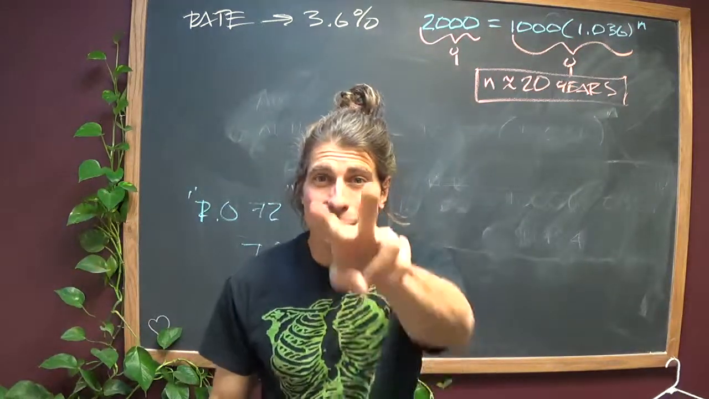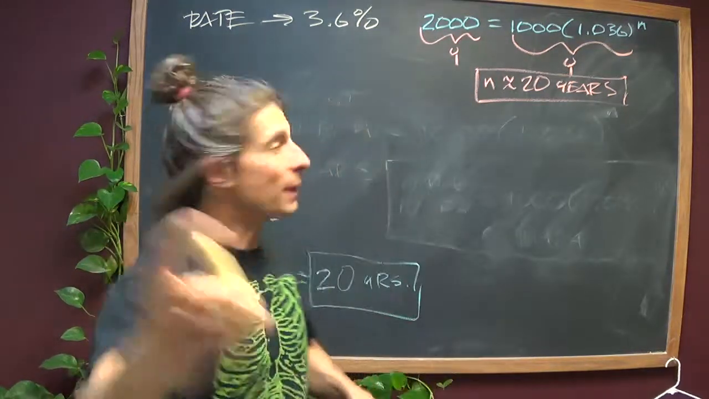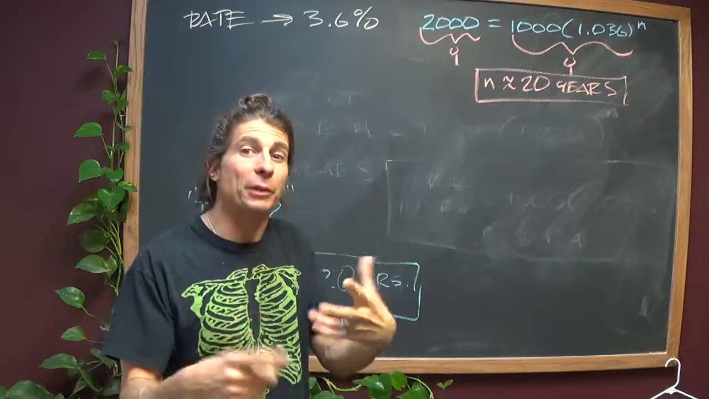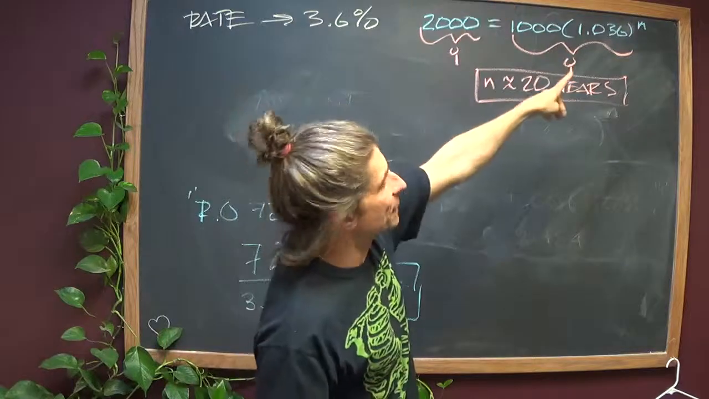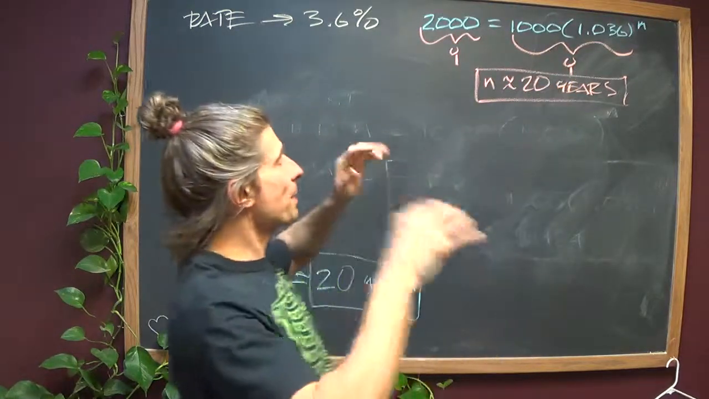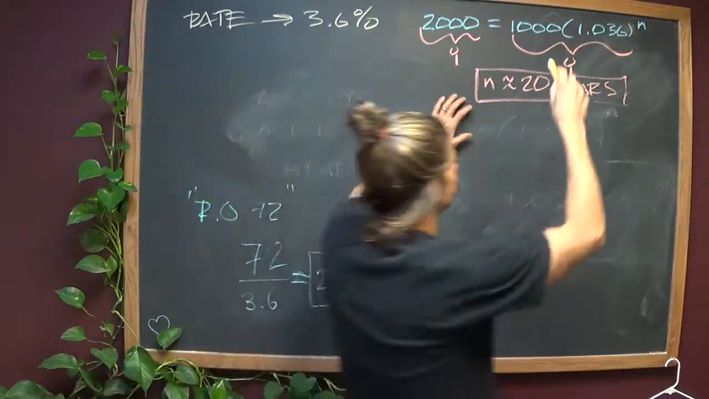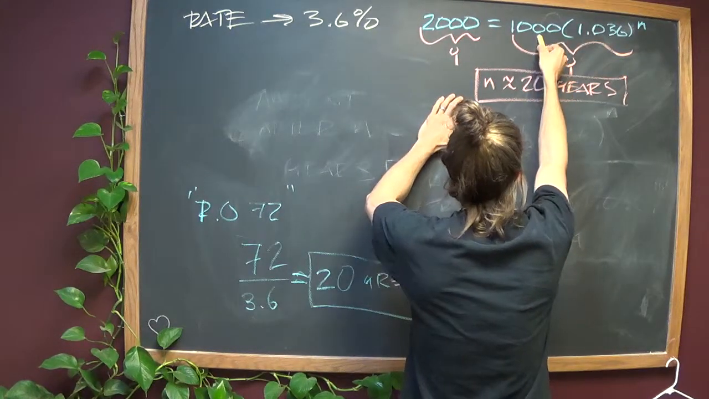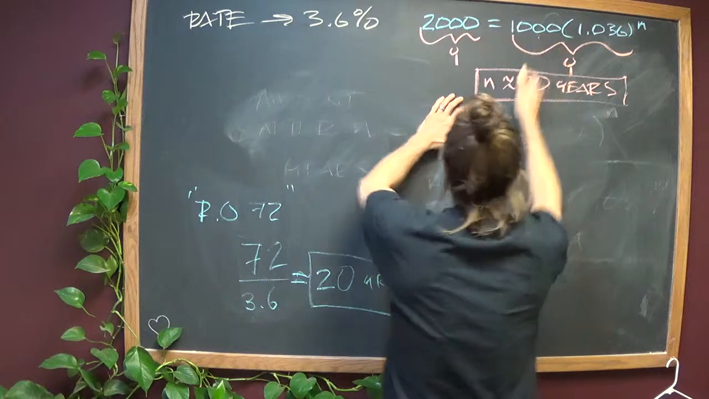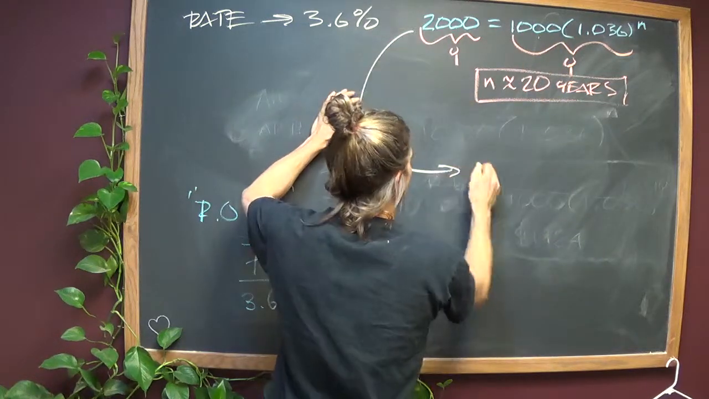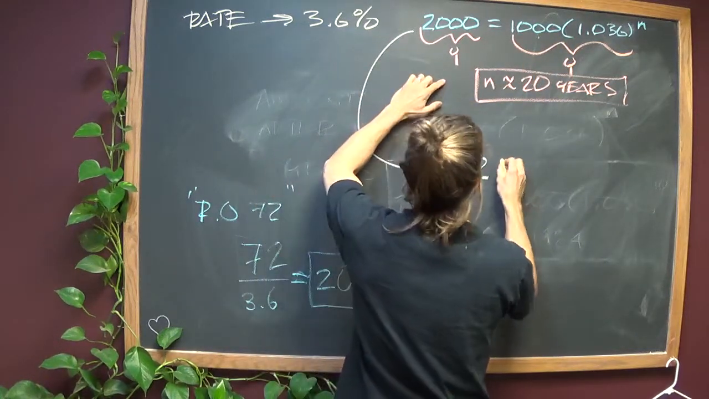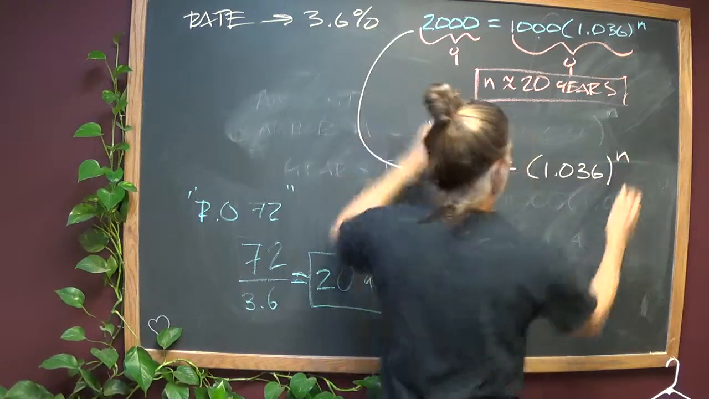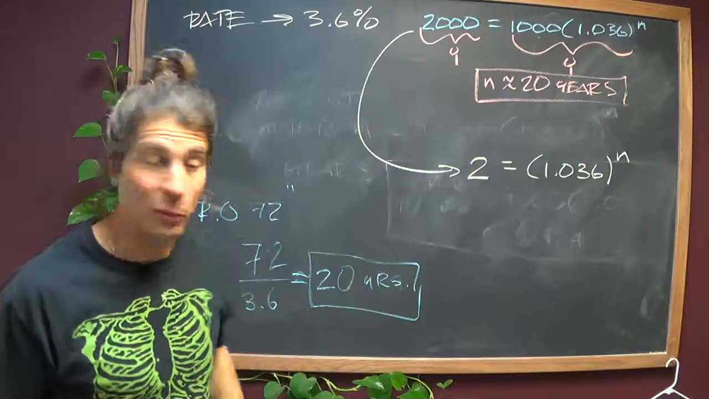Oh, hi. There's like 2 of you out there. So anyway, to solve this equation manually, at least more manually than graphically, you have to isolate the variable n. So if you think back to everything you learned about algebra, you want to get everything to this side that you can. So you can start with the 1,000. You can divide 2,000 by 1,000, you get 2. So you got 2 equals 1.036 to the nth power, and you're good so far.